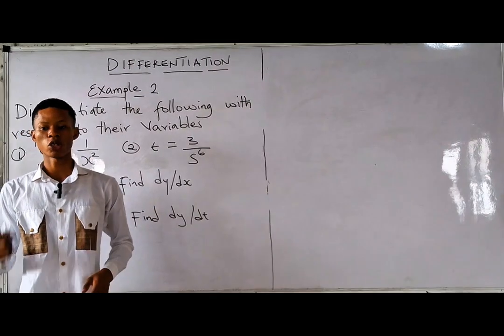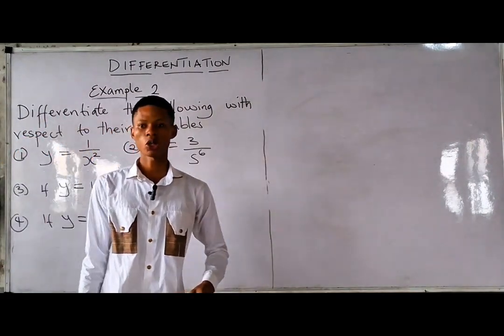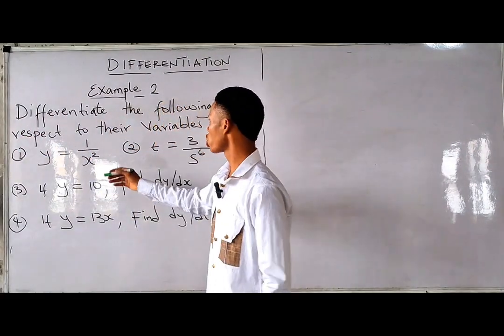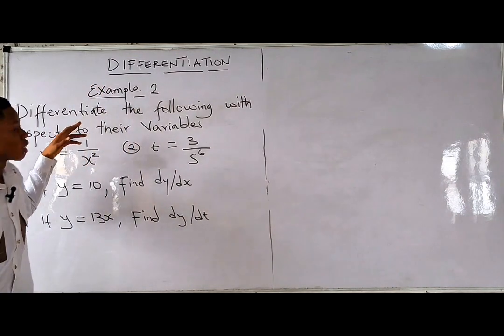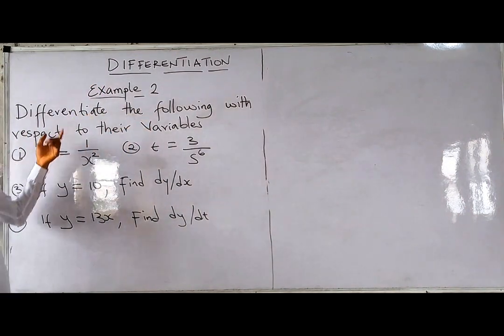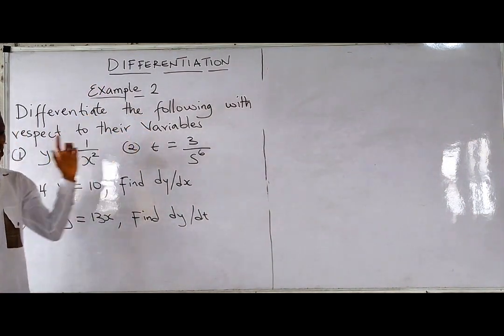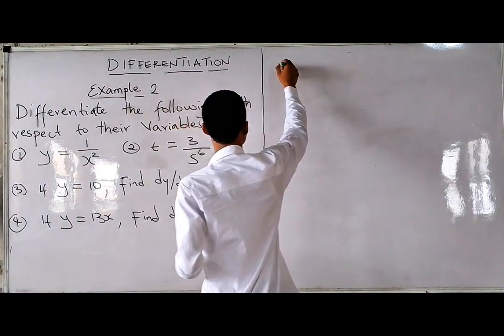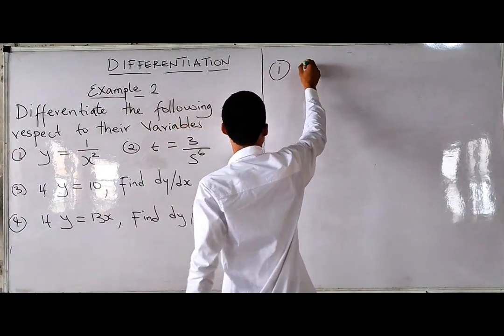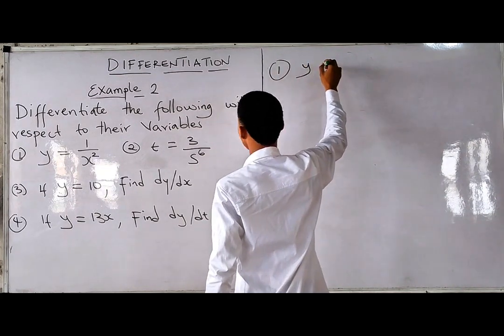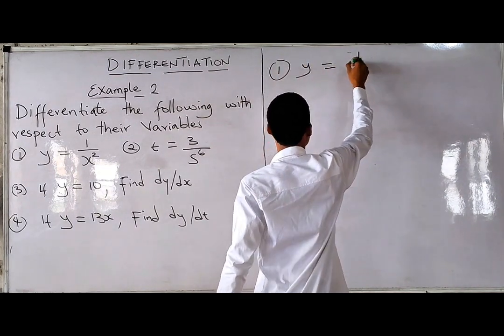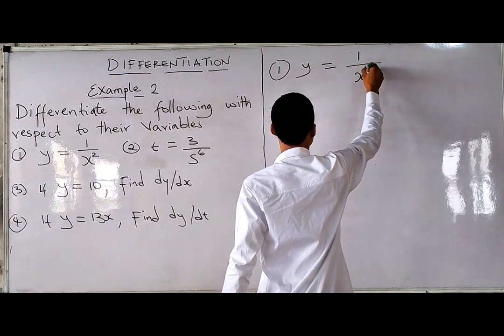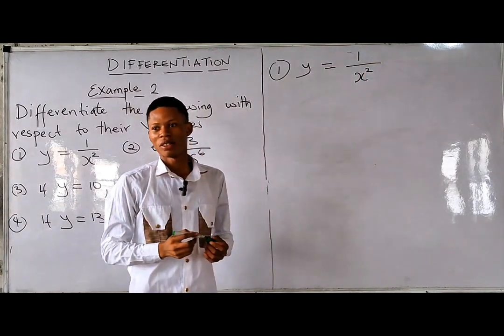Alright, so let's solve this together. The question says, example 2, differentiate the following with respect to their variables. Let's start with the first one. Number 1, y equal to 1 over x raised to power 2.